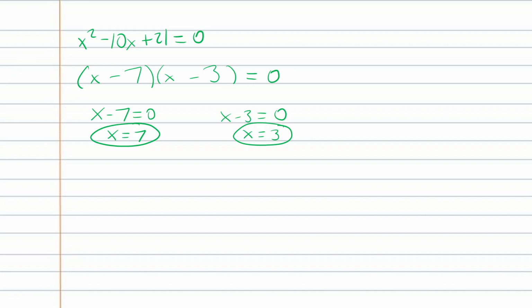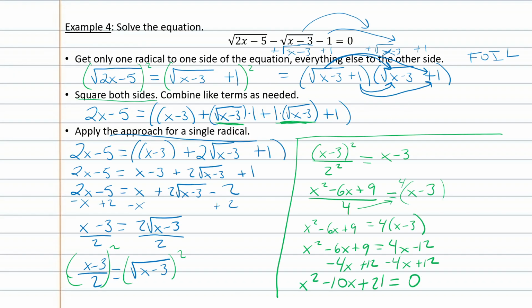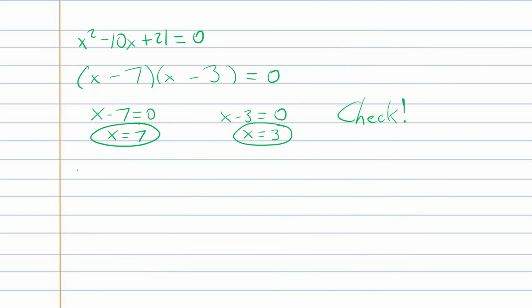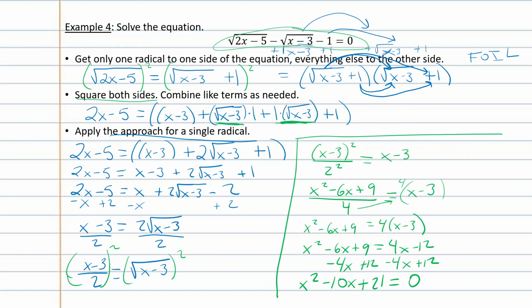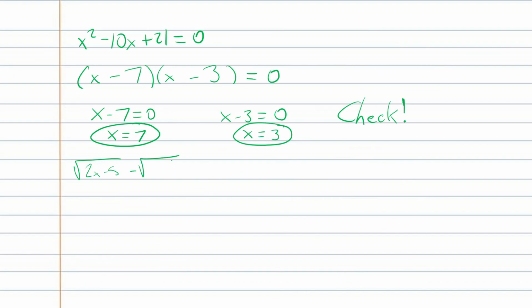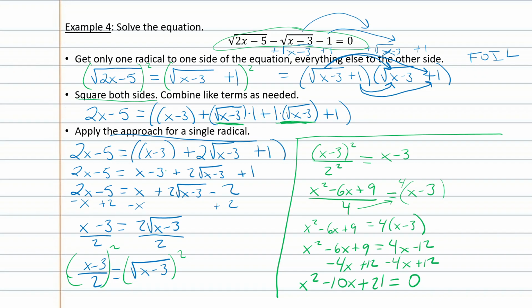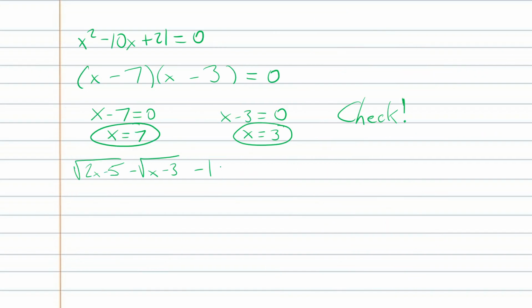But remember, life's just never that simple. We also have to check both of these solutions. So what are we checking them on? We're checking them on the original equation here. So we're checking them on the square root of 2x minus 5 minus the square root of x minus 3 minus 1 equals 0. So let's do this check step. I'm going to do it in red.